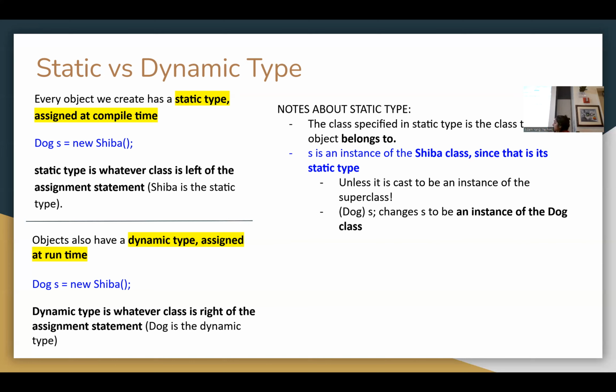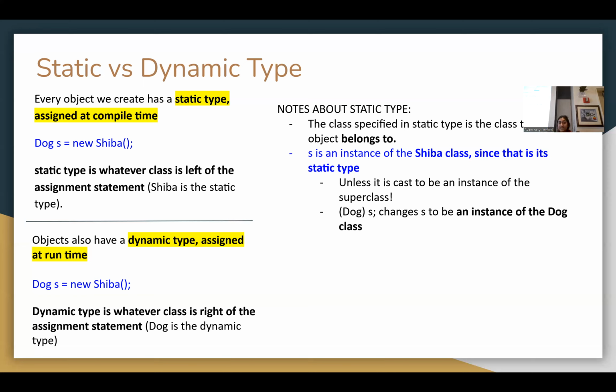The thing about static type is if your static type and dynamic type are different, you may be wondering, the object that we're declaring, in this case it's called S, which class does it belong to? S is going to be an instance of the Dog class. That is something important to keep in mind, that whatever the static type is, the object is going to be an instance of that.